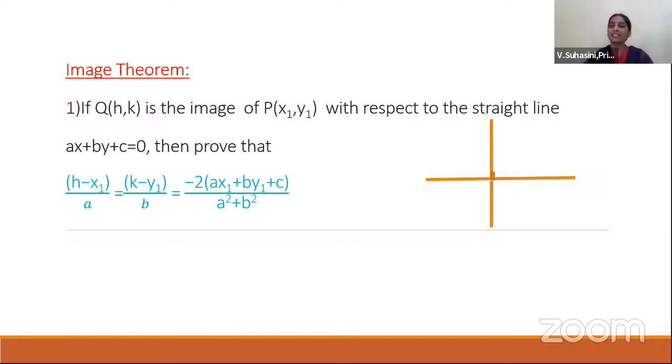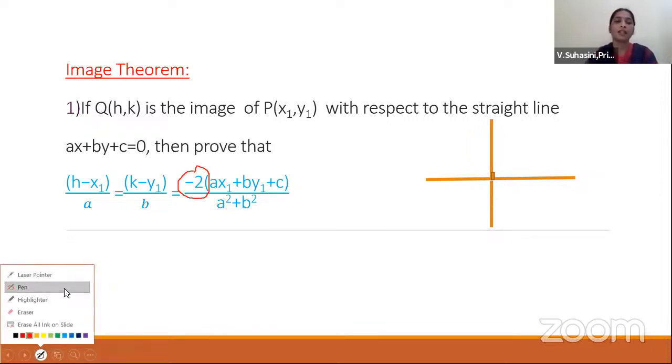Yes. In the previous statement, we were talking about the foot of the perpendicular, whereas in this statement, we are talking about the image. The foot remains on the line, whereas the image extends below the line or above the line. So, it's double the value that we got in the previous case. (h minus x1) by a is equal to (k minus y1) by b is equal to only minus (ax1 plus by1 plus c) by (a square plus b square) in the foot of the perpendicular. But in the image, it will become 2 times. So, this point is to be noted. Hope this is clear for you all.